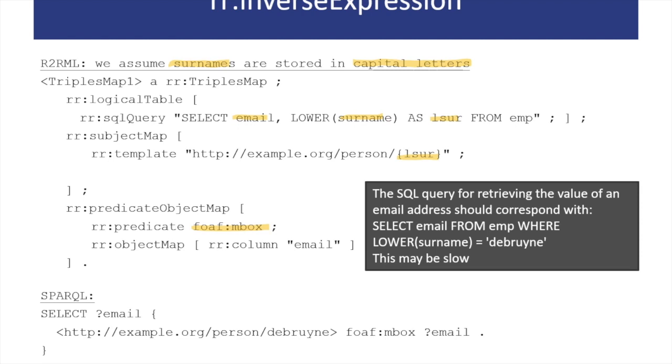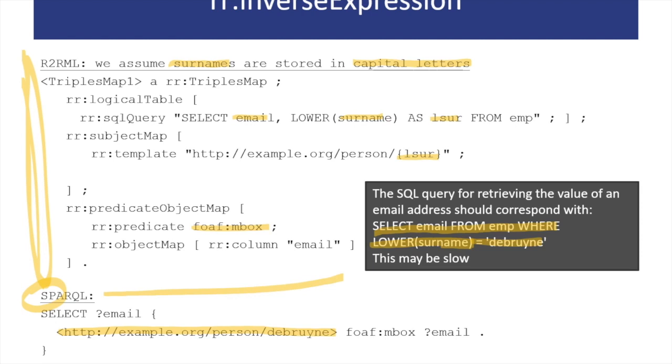Now, what will happen if I fire the following query and I ask, give me the email address of that particular person? Well, the SQL query for retrieving the value of an email address should correspond with: select email from employee where the lower case representation of the surname equals de Bruyne. And this may be very slow. That is in the case when we use this mapping to access the database as a virtual graph. So on the fly, this SPARQL query is transformed into that SQL query. This particular one can be very slow.